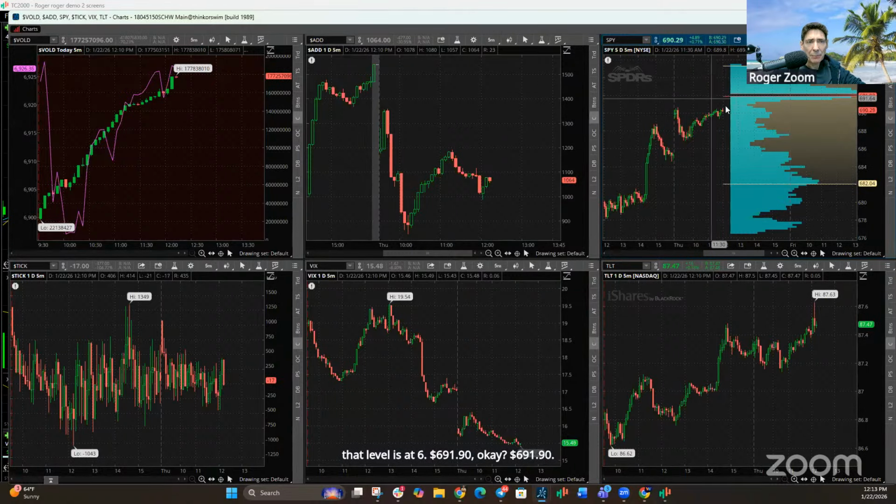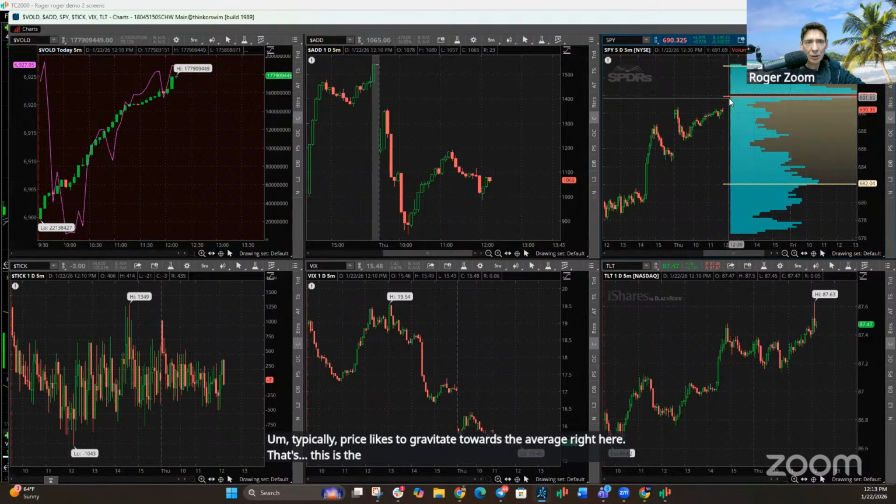691.90. Typically, price likes to gravitate towards the average right here. This is the highest level traded in the last 5 days. So we're still below that level. Okay.